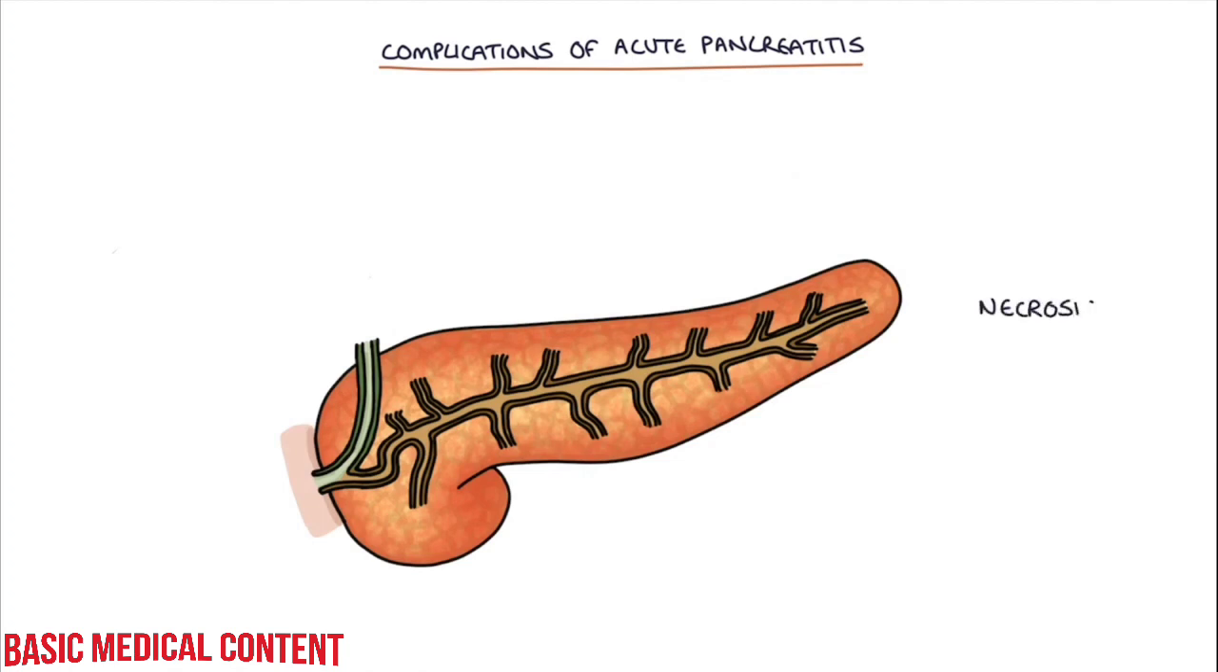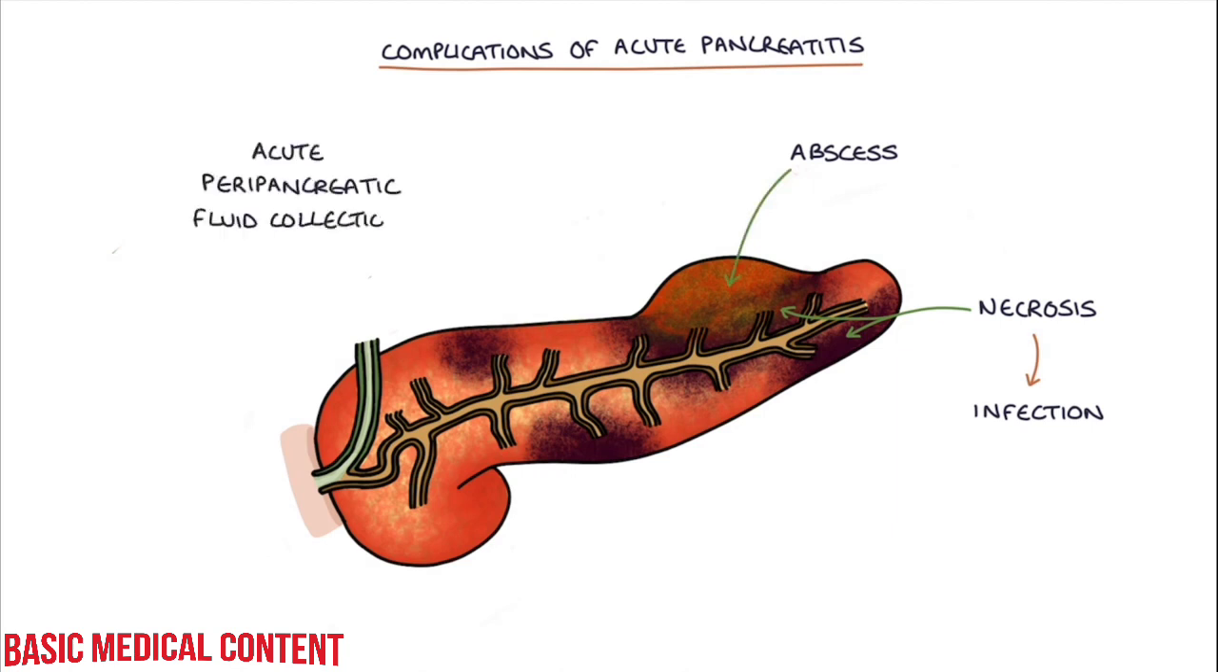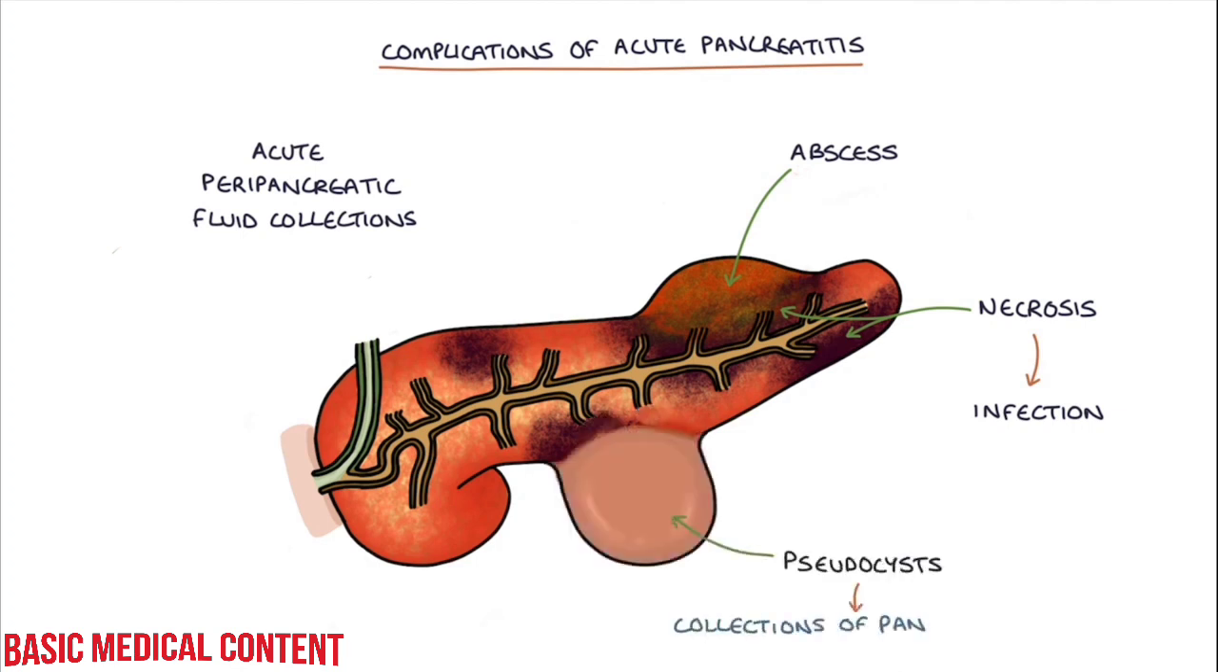Let's talk about the complications of acute pancreatitis. These include necrosis of the pancreas, infection in a necrotic area of the pancreas, the formation of an abscess, acute peripancreatic fluid collections, pseudocysts, which are collections of pancreatic juice which can develop 4 weeks after the acute pancreatitis, and finally, chronic pancreatitis.